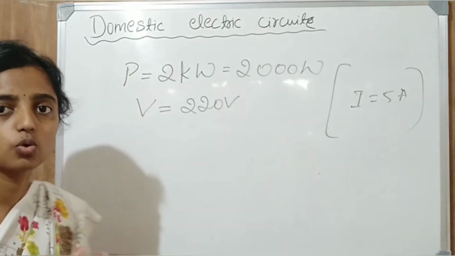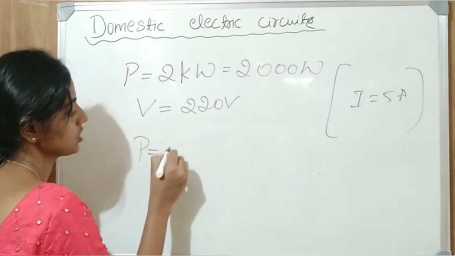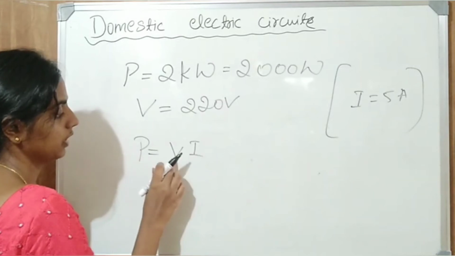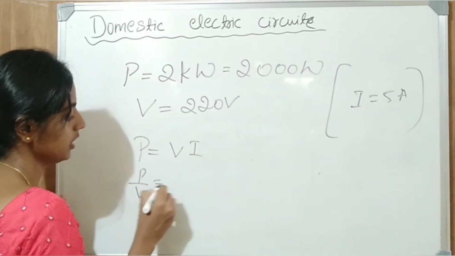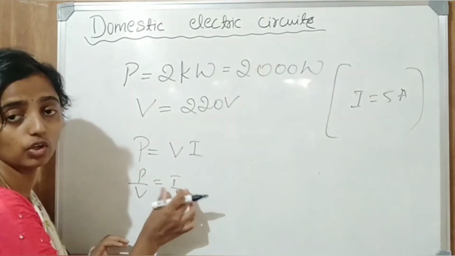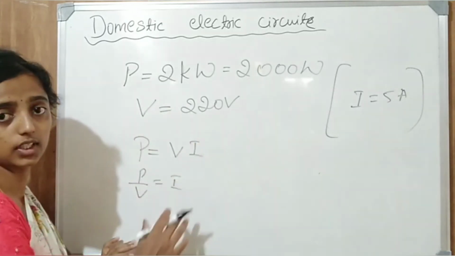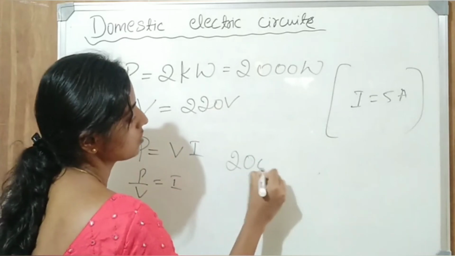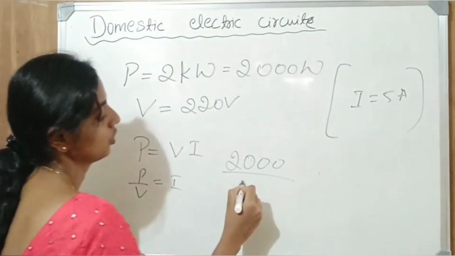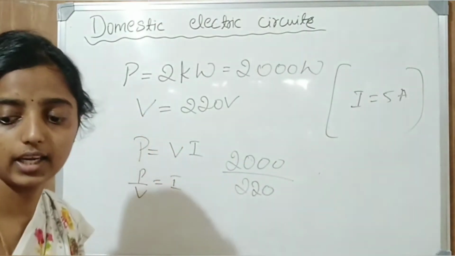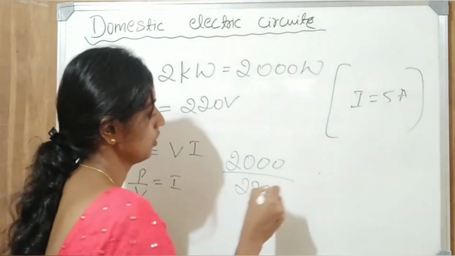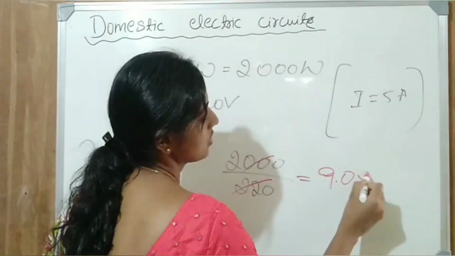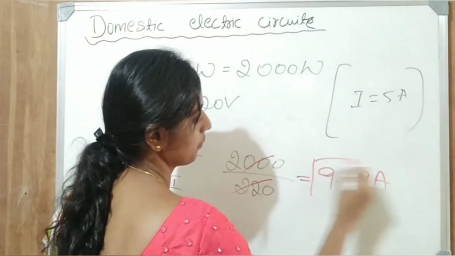So we have P, V. So what was the expected equation we should use here? P is equal to VI. But we have P and V, right? So what happens? P by V is equal to I. So we should find out what is the current in this particular device. So what should we do? P is, we know, 2000 and V is what? 220, and calculate. So what happens? We will get 9.09 ampere.